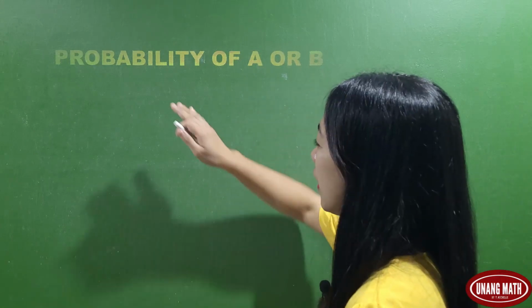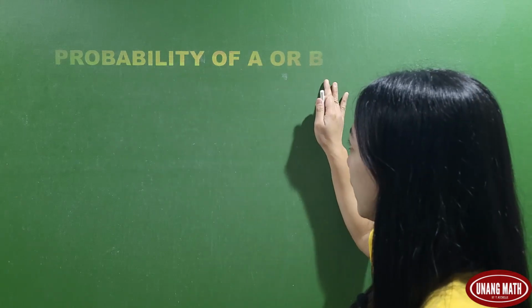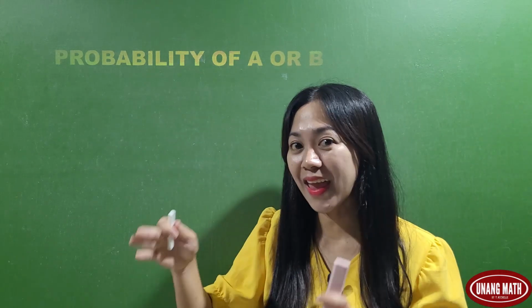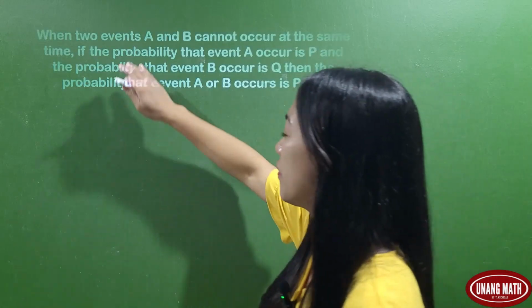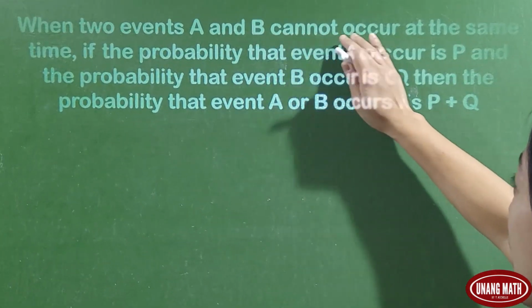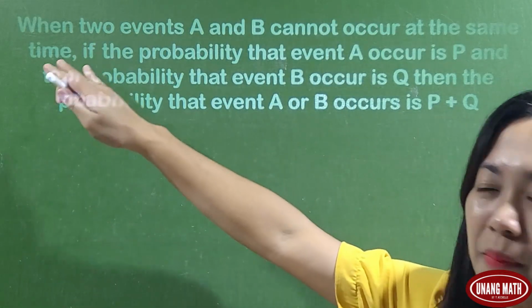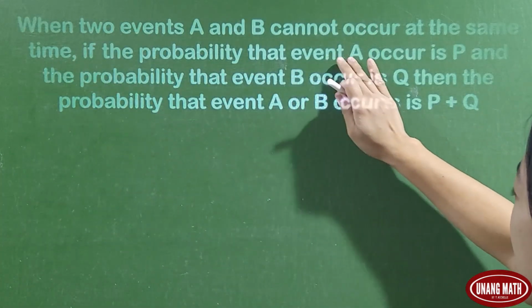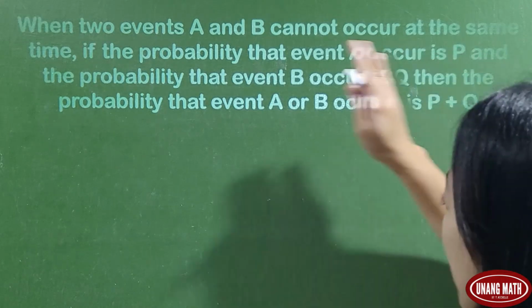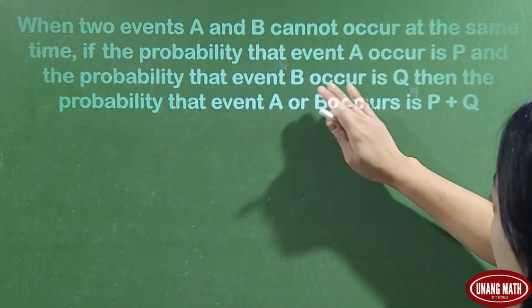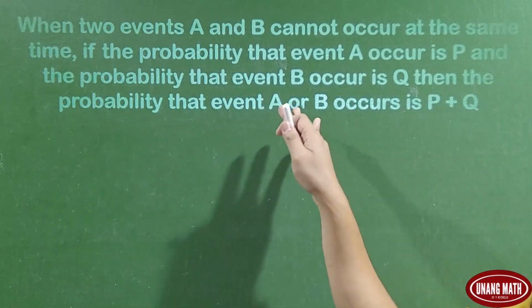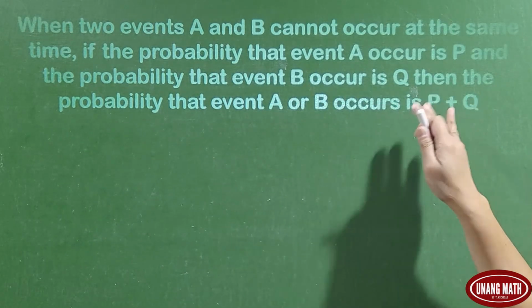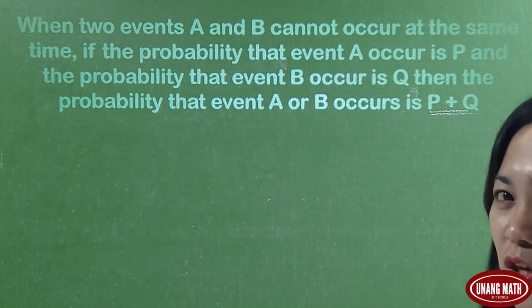In this episode, I will be discussing the probability of event A or event B. When two events A and B cannot occur at the same time, and if the probability that event A occurs is P and the probability that event B occurs is Q, then the probability that event A or B occurs is P plus Q.